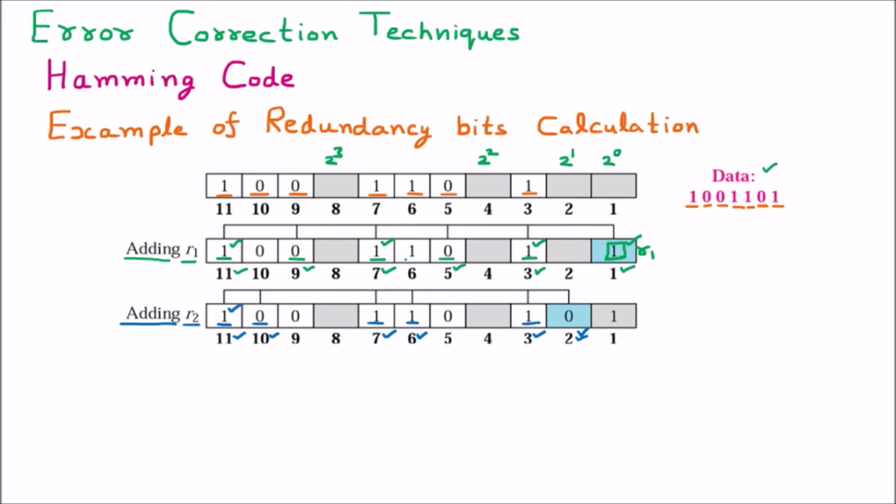Now to calculate this R2 redundancy bit, we need to find the number of ones. So 1, 2 and 3, afterward 4. So 4 ones are present. To make even parity, the number of ones should be even. Here the number of ones is already 4, which is even, so I will add 0 here. You can see that the total number of ones is even. So successfully I have calculated R2, using the bits that R2 checks.